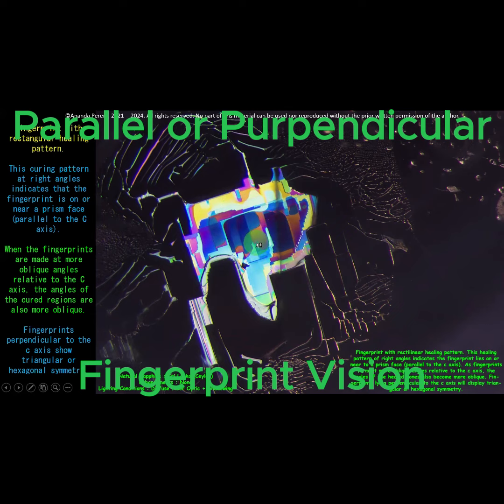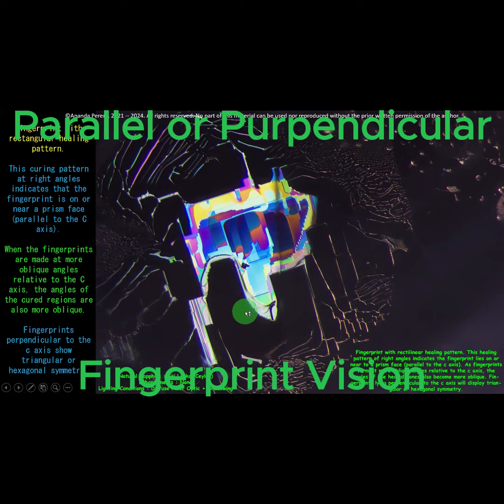This healing pattern is a pattern at right angles. All are right angles, 90-degree angles. It indicates that the fingerprint is on or near a prism face parallel to the C-axis. That is the conclusion we can get. When the fingerprints are made at more oblique angles relative to the C-axis, the angles of the healed regions are also more oblique.